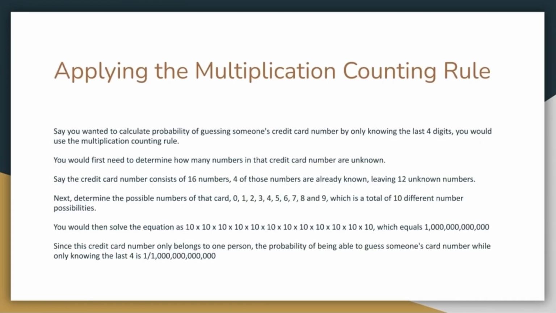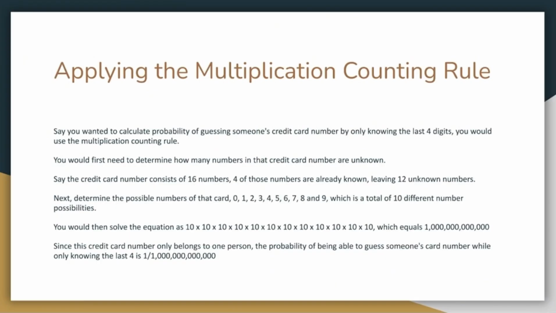You would first need to determine how many numbers are in that credit card that are unknown. Say the credit card number consists of 14 numbers. 4 of those numbers are already known, leaving 12 unknown numbers. Next, determine the possible numbers of that card, which would be 0, 1, 2, 3, 4, 5, 6, 7, 8, and 9, which is a total of 10 different number possibilities.